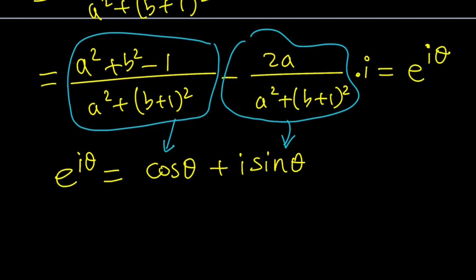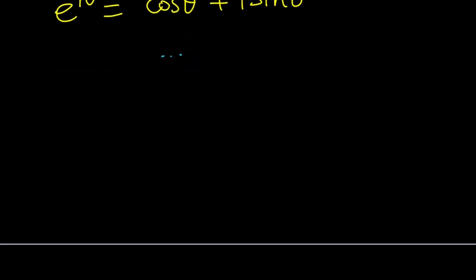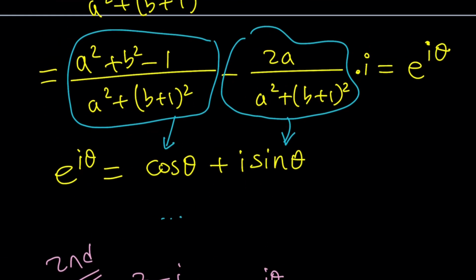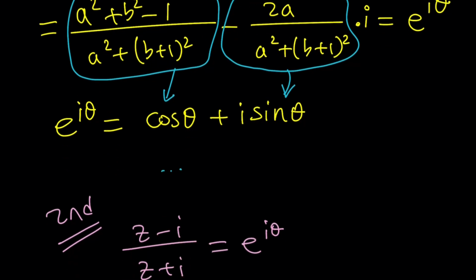So that's not the best way to do it, but I still wanted to show you. And let's proceed with the second approach. Okay? One more time, the problem is (z - i)/(z + i) = e^(iθ). Maybe there's an easier way to simplify this. I can't really see a quick method to come up with a and b values other than squaring sine and cosine.